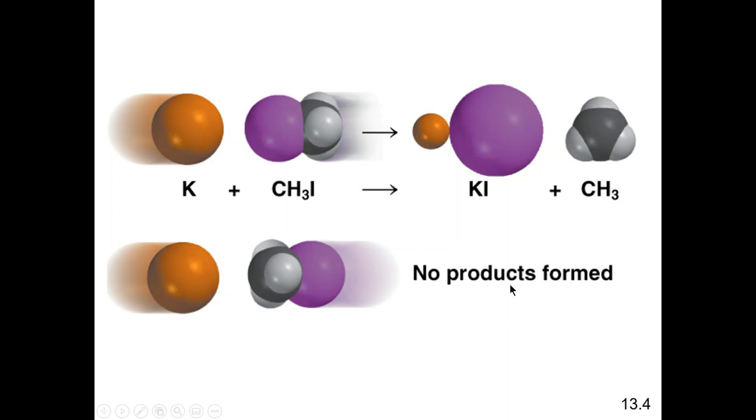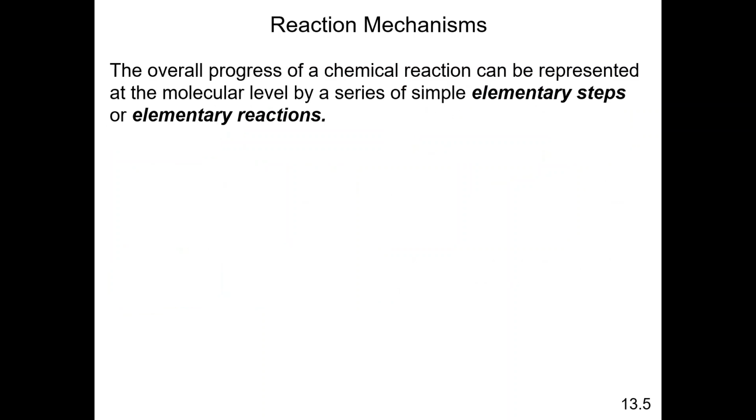So that is one important factor that one has to consider when examining how fast a reaction goes. You have to think about the possibility of the reacting molecules orienting in the correct way such that the reaction will take place. Okay, I'm going to stop here. The next topic we're going to look at is reaction mechanisms.